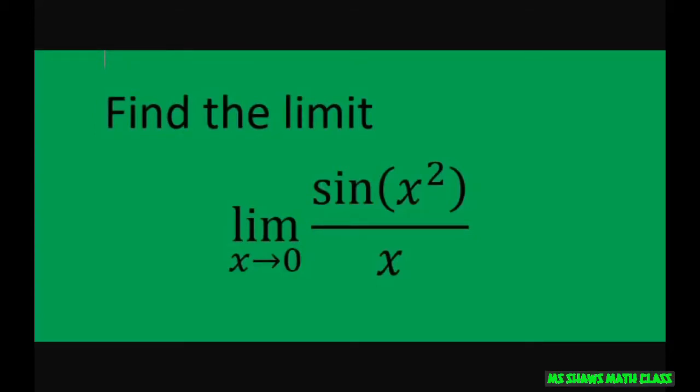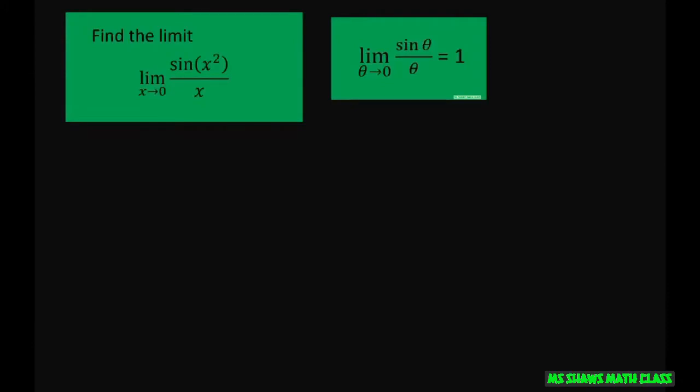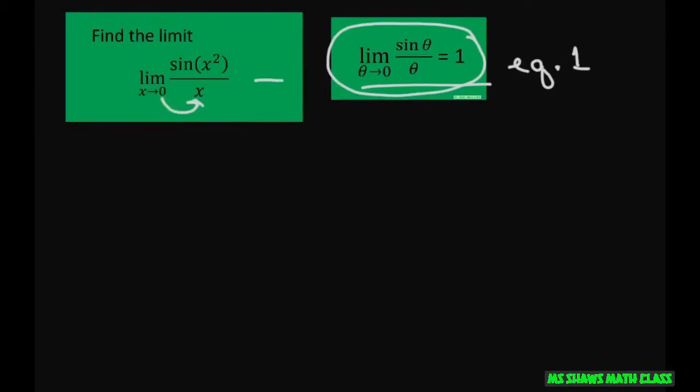Everyone, we're going to find the limit as x tends to 0 of sine of x squared divided by x. We're going to use this equation. I call this equation 1. All right, and we're going to rewrite it so we can find the limit, because if you plug in the 0 here, that's undefined because you can't divide by 0.